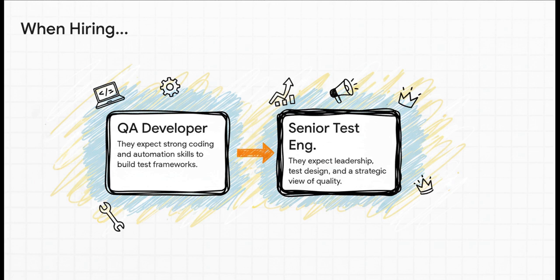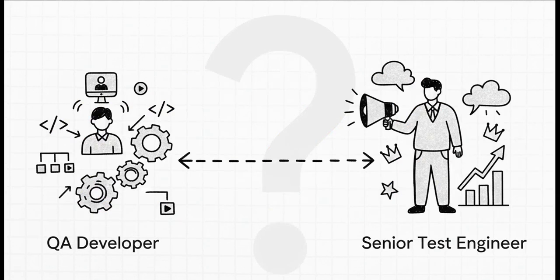But when they post for a senior test engineer, the problem is totally different. It's more like we need a leader to own our quality strategy and guide the team. If you use the wrong title, you get the wrong candidates, and you end up solving the wrong problem. And that really brings us to the final thought.